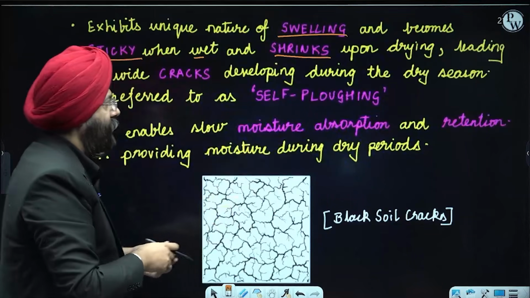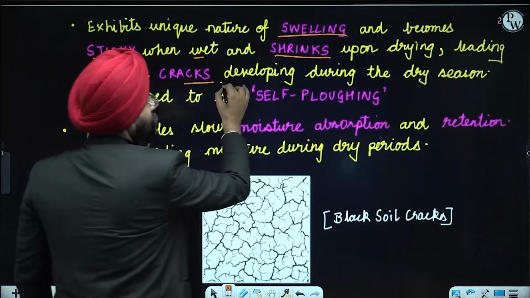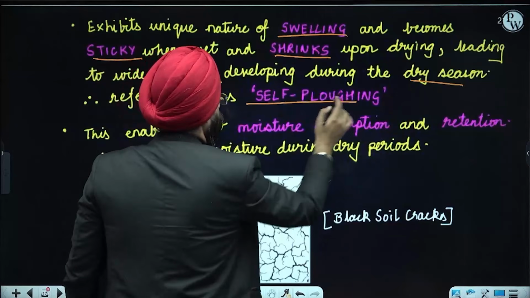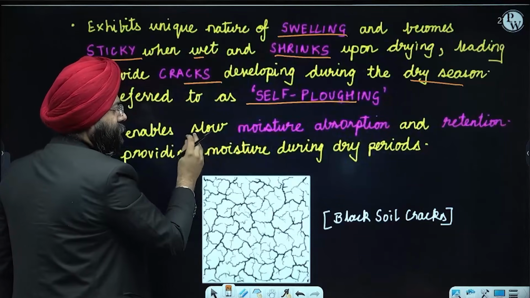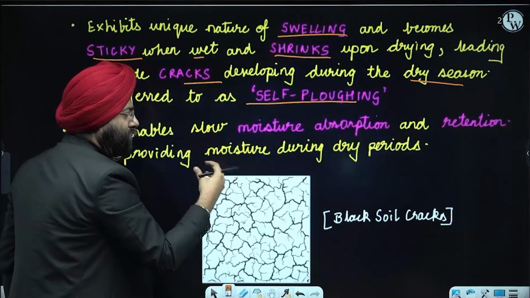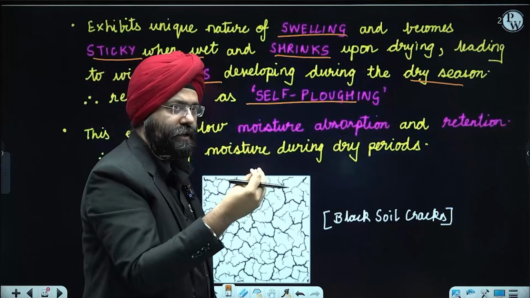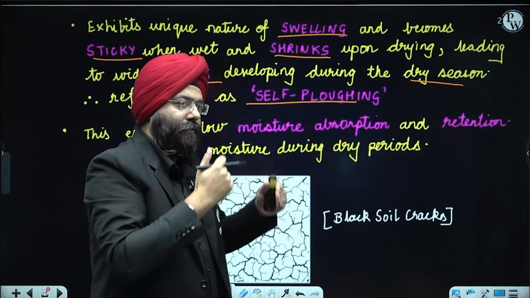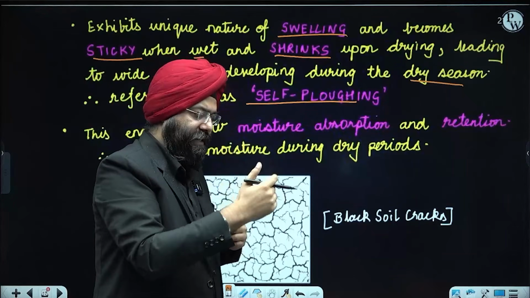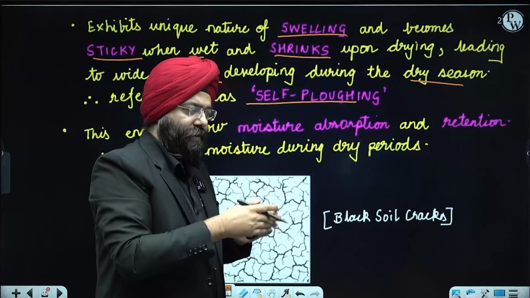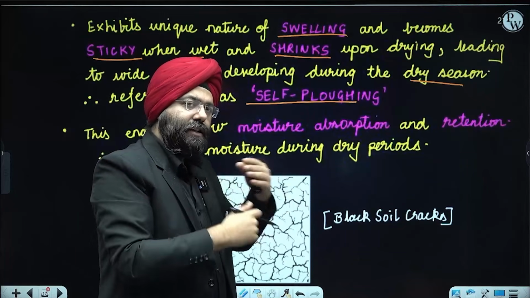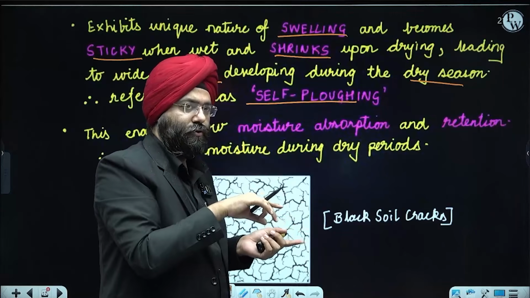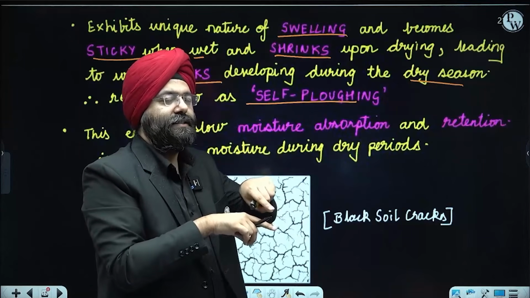What happens is that these cracks develop during the dry season and the process is referred to as self-plowing. Why is it known as self-plowing? Because during this time, in these cracks, some moisture can be absorbed, and this leads to self-plowing because it is plowing itself. When you see plowing in normal cases in other soils, farmers are mixing and turning the soil, putting some moisture over there again. Now this is being done by the soil itself. So this is known as the self-plowing mechanism of the black soil.